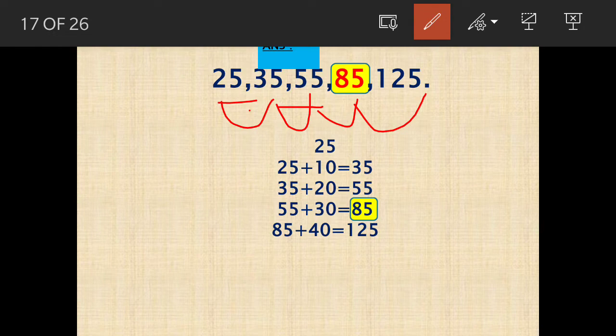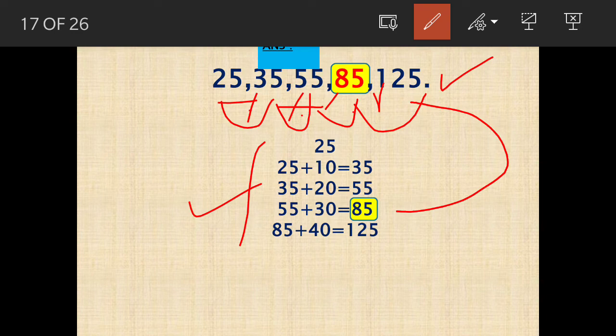Then 30, so that means initially it was 10, then it became 20. So obviously the next one should be 30. So 55 plus 30 if you put, you get 85. Now you can try it out, check it out again. Here it was 10, here it was 20, here it was 30. So if you add 40 here, 85 plus 40, we are getting 125. So that means our answer is correct, and we have established the differences, and the missing number is 85.